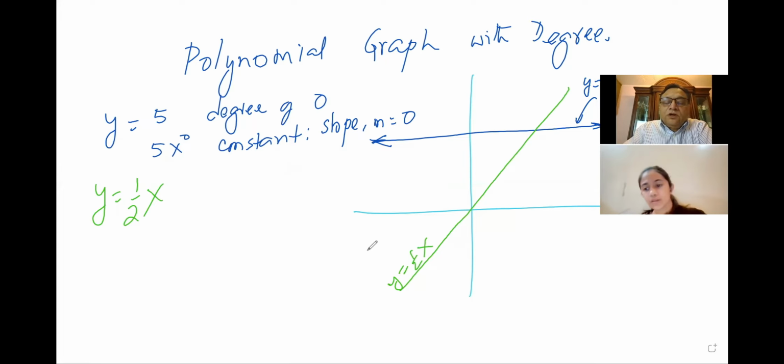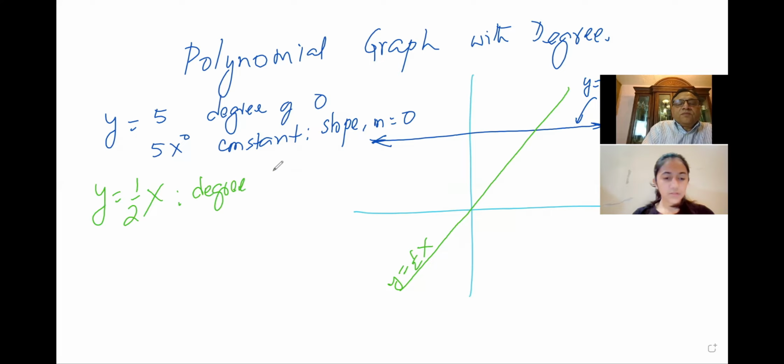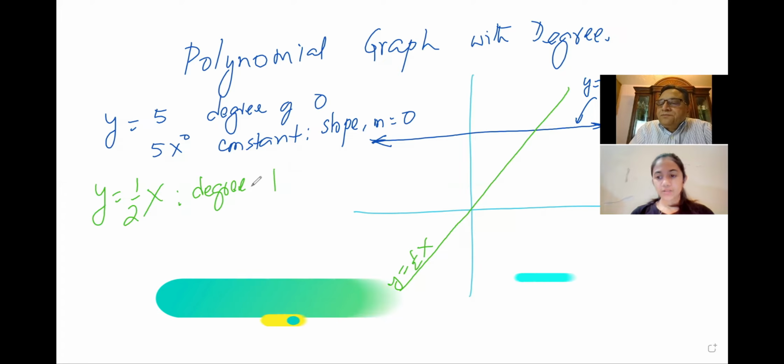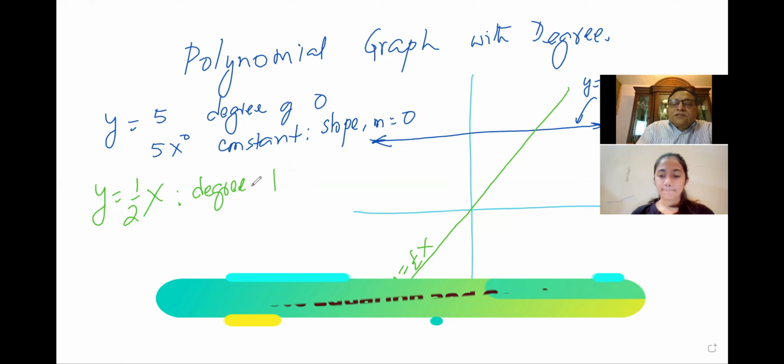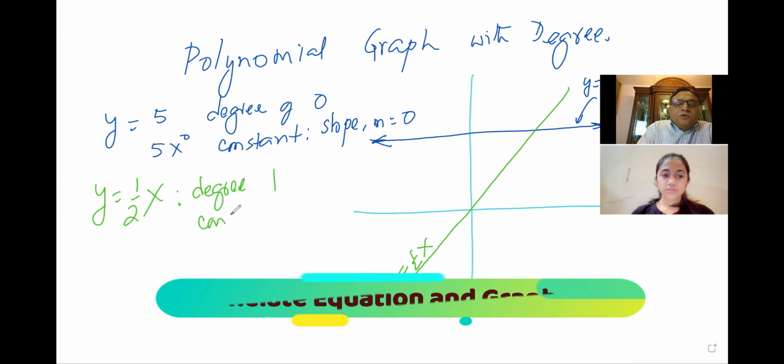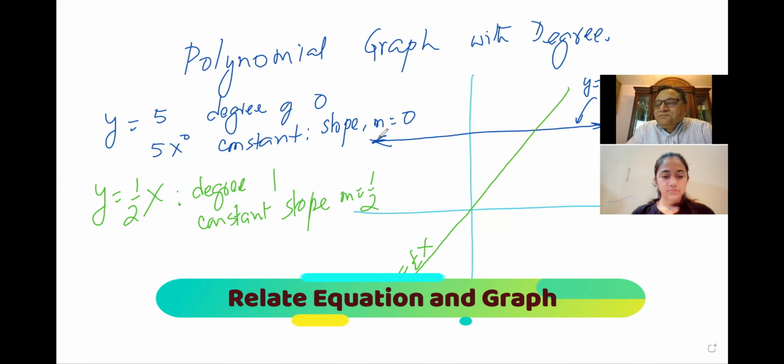This is also a polynomial, and here the degree is what? 1. x to the power of 1. You get the idea? It has a constant slope, and m equals half this time, not 0. Do you understand? So both have constant slope, but with 0 slope, this is a horizontal line. Is that clear? And this is a diagonal line. Is that clear to you?